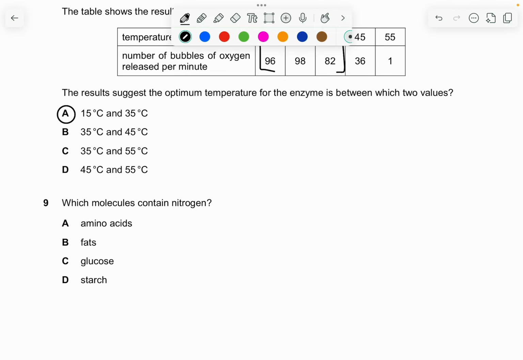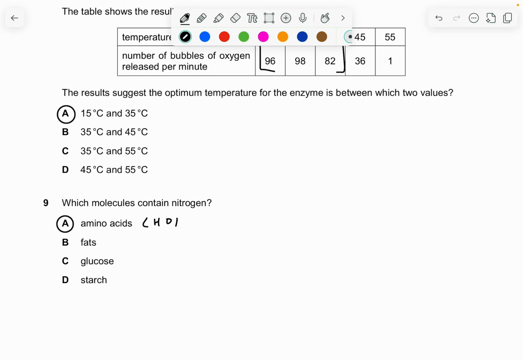Question 9. Which molecules contain nitrogen? Alright, so it's amino acids. Only proteins have CHON. Remember? CHO for carbohydrates and fats. C means carbon, H means hydrogen, O is oxygen, and N is nitrogen.